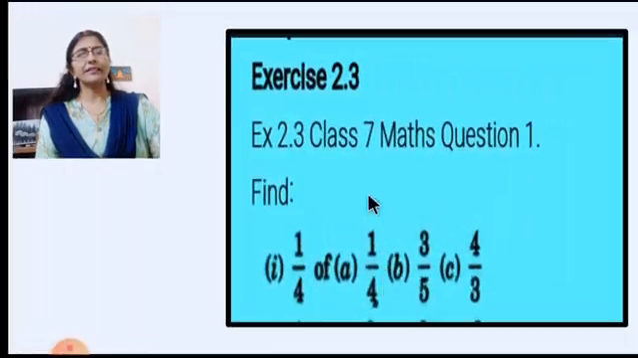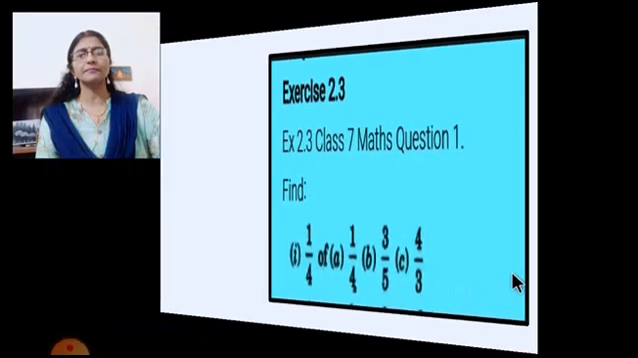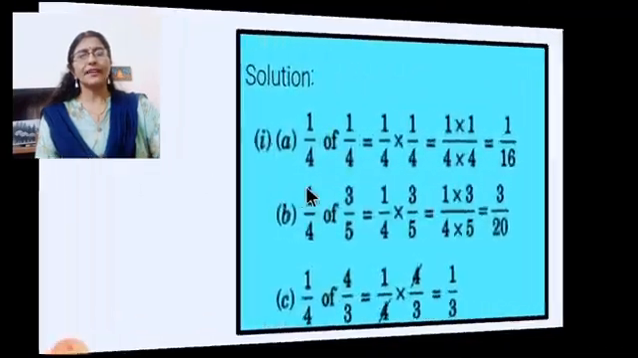Now next one 2.3 now. Question number 1. Find half of 1/4. Again 1/4 of 3/5. 1/4 of 4/3. So let us do how to solve. Find, yes, first one.